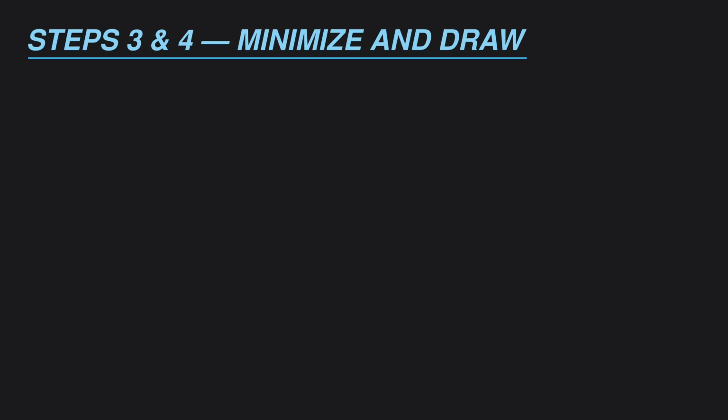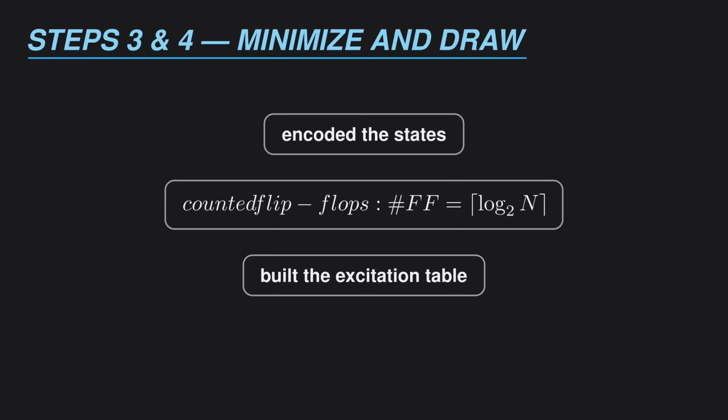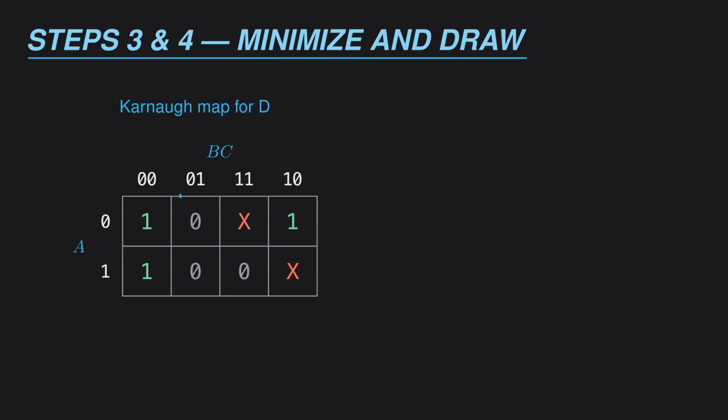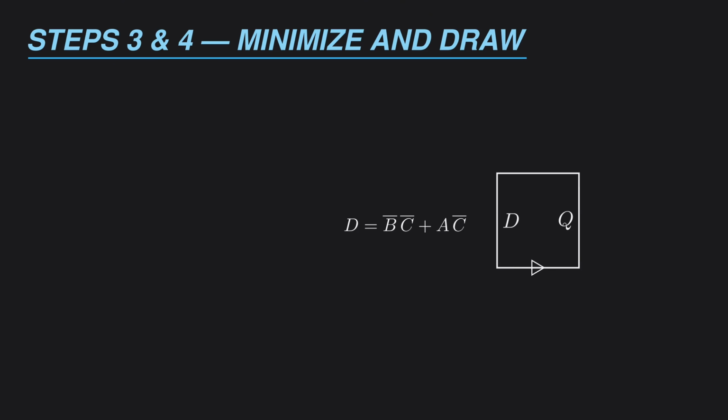Let us catch our breath with a quick summary. So far in this build, 3 moves. You encoded the states. You counted the flip-flops with log base 2 rounded up, and you built the excitation table for your chosen flip-flop. Hold those 3. Step 3, minimize. You take each flip-flop input and each output and simplify it using a Karnaugh map, using those do not care entries. From the map, you read off the simplified equations. Step 4, you draw the gates and wire them back to the flip-flops.